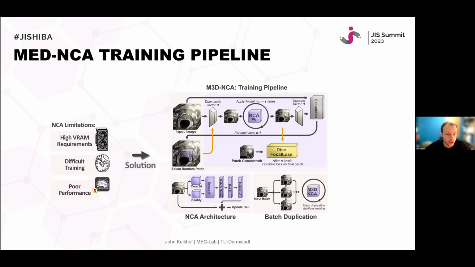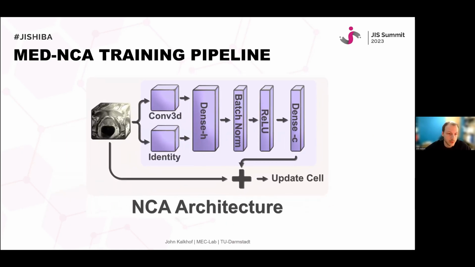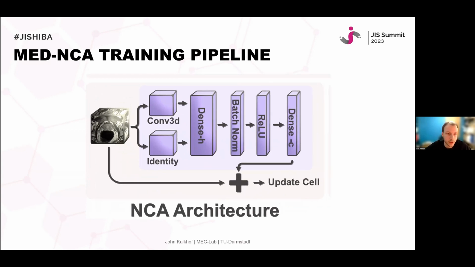And let's first have a short look at the architecture, because a very interesting part about the NCAs is that the architecture itself is very simple. In our case, we even simplified it as much as possible. We only have a single convolution 3D as the input to the model, then a very small dense layer, a batch normalization, a ReLU, and another dense layer, and that's the update to our cell. And this is enough to perform the segmentation.